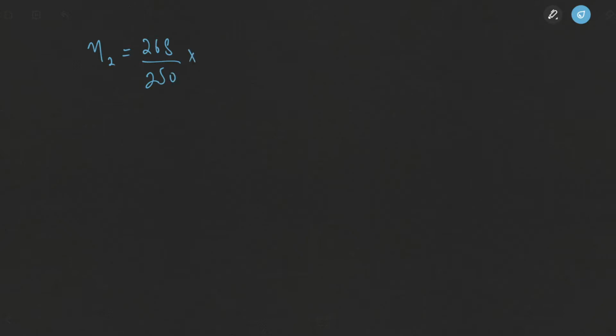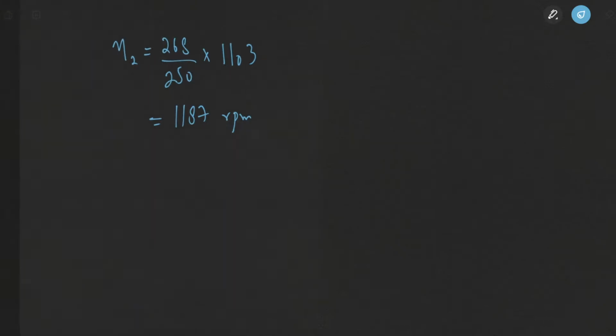What was the initial speed corresponding to that? We had 1103 rpm. So 268 divided by 250 into 1103 comes out to be equal to 1187 rpm. So this is our answer.